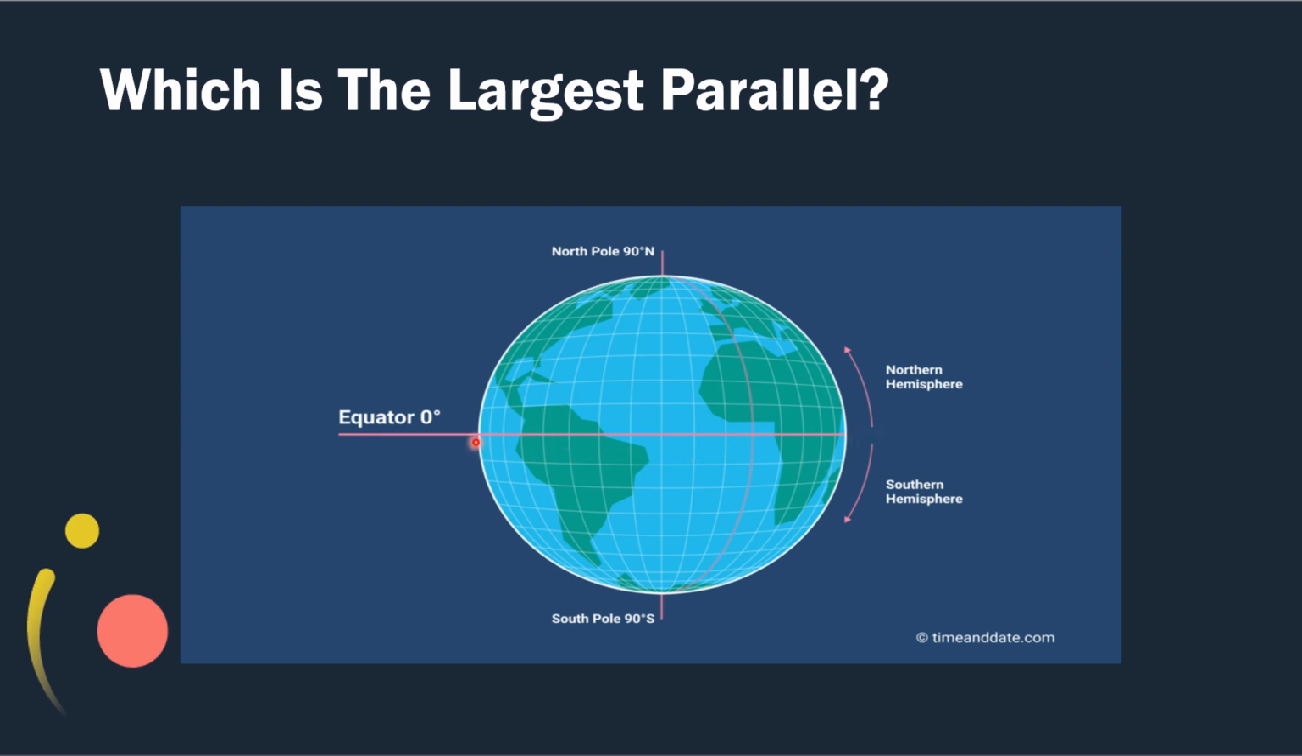Here you can see the line that is drawn in the middle of the earth is known as equator. And if you move upside, you can see the lines are becoming shorter and shorter. In the same way, if we look below the equator, here we can see the lines are becoming shorter and shorter, right? So the largest parallel is equator.